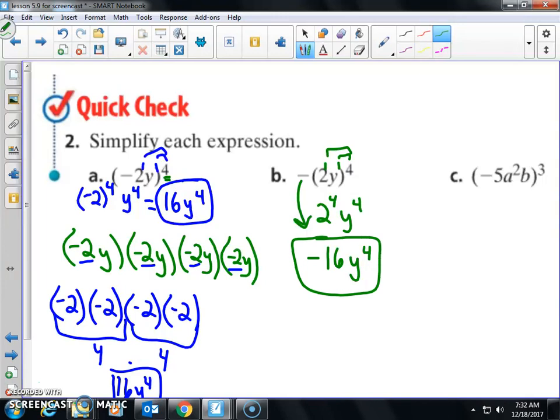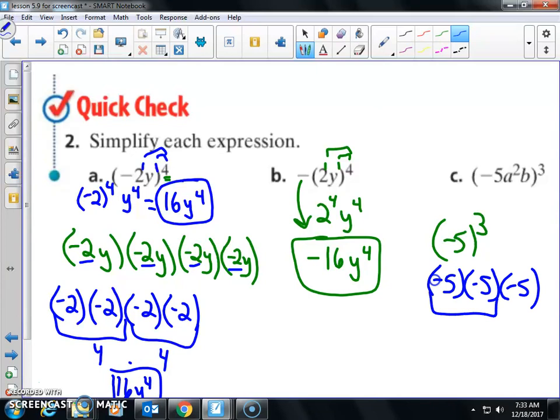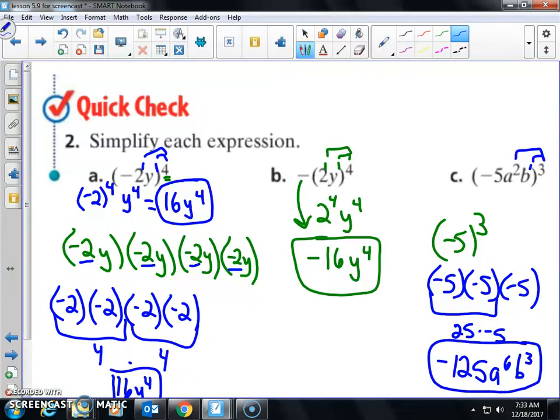The last one, the negative is glued onto the 5. So think of that. There's a negative 5, and I have 3 negative 5's, negative 5 times negative 5 times negative 5. These two turn into positive 25 times negative 5. I get negative 125. Now, I've got an exponent of 1 on the B, exponent of 2 on A. I'm going to multiply inside exponents by outside. So I get A to the 6th, B to the 3rd. That's my final answer.